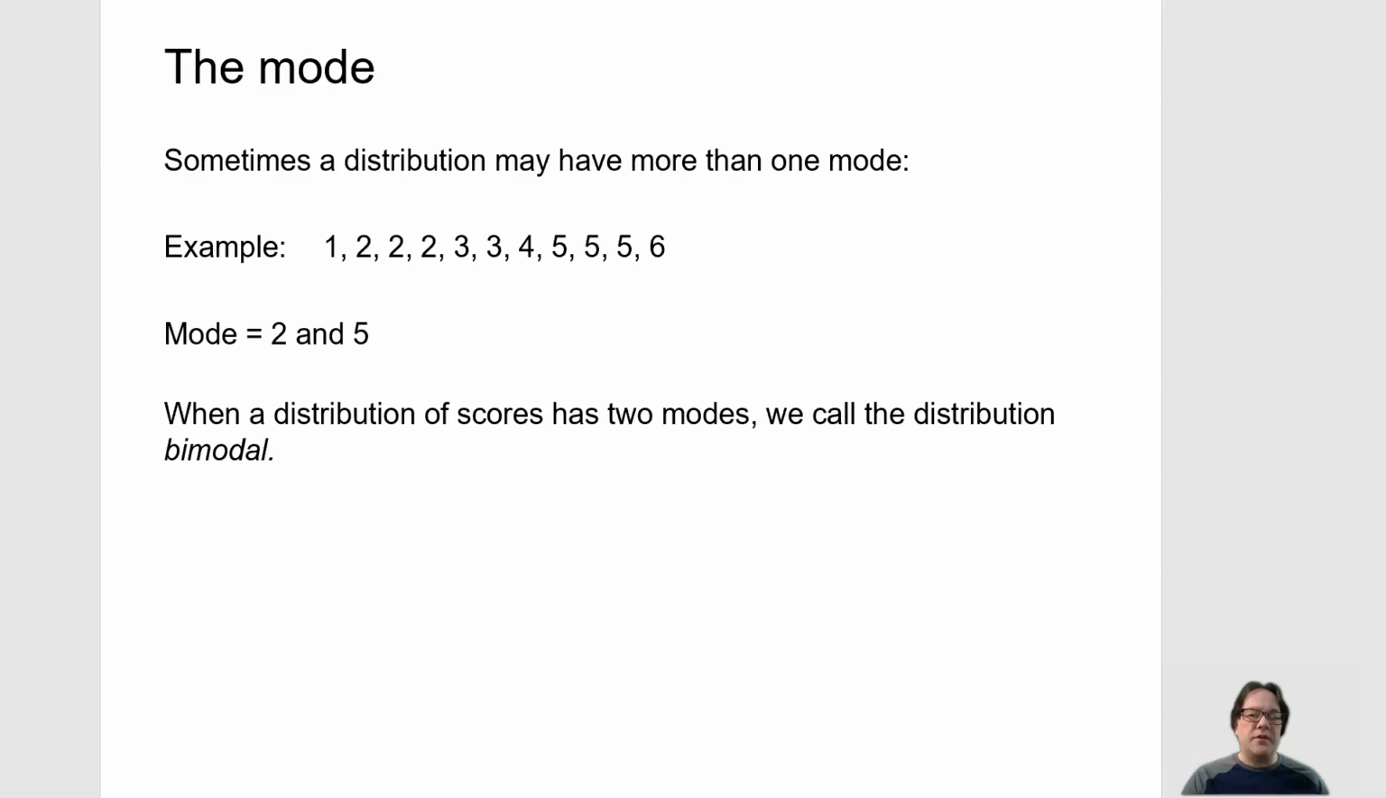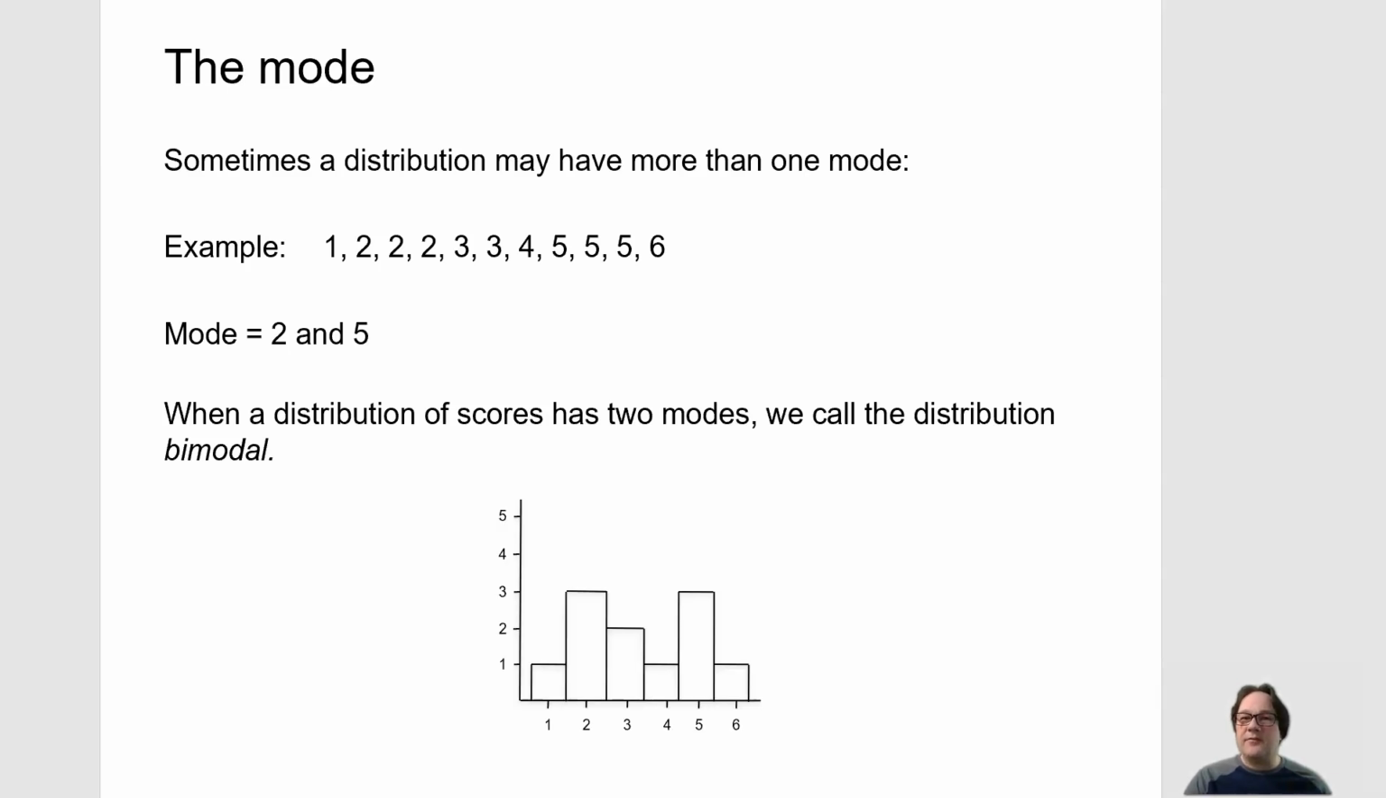When a distribution has 2 modes, we call it bimodal. A distribution can actually have more than 2 modes, and in that case, we would just call it a multimodal distribution. Here's our distribution graphed as a histogram, and we can see clearly the two scores that appear most frequently, 2 and 5. These are the two modes of our distribution.